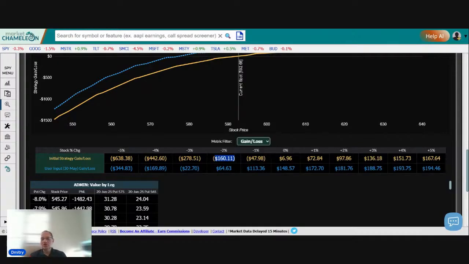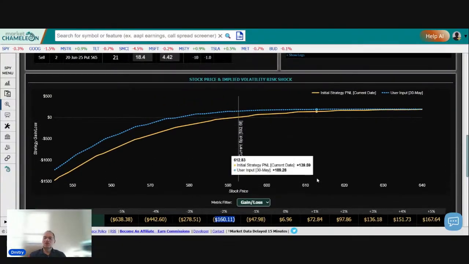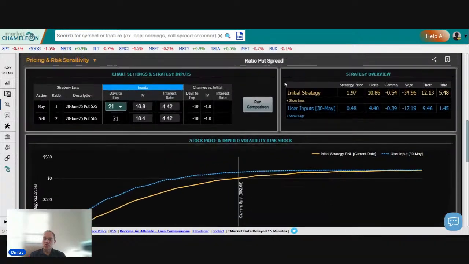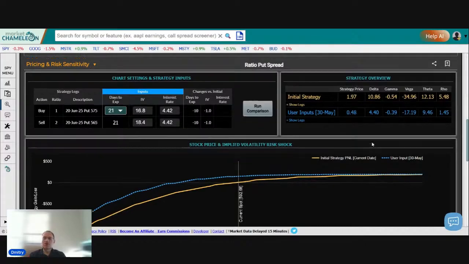So that's a quick example of setting up a ratio put spread and then testing out the sensitivities of that put spread to time decay and implied volatility changes using the option pricing model.